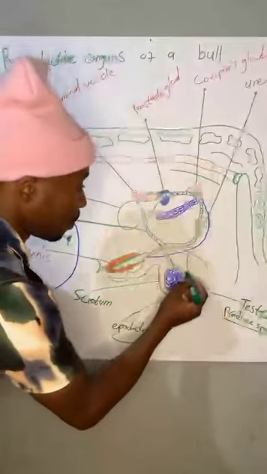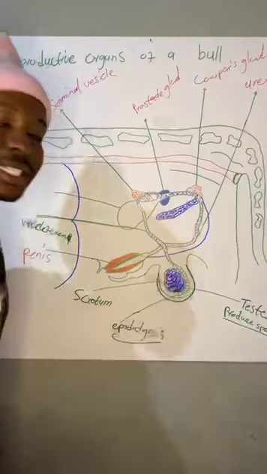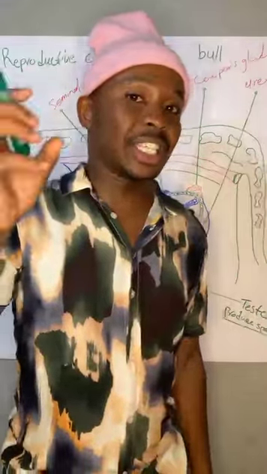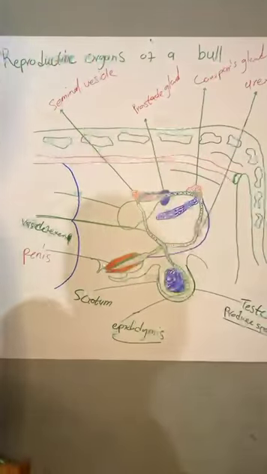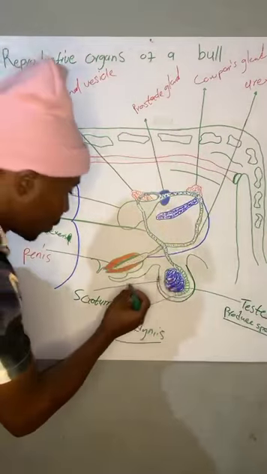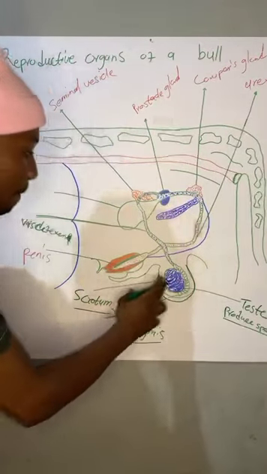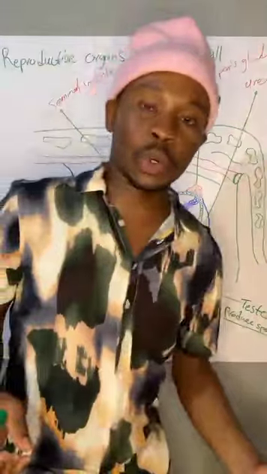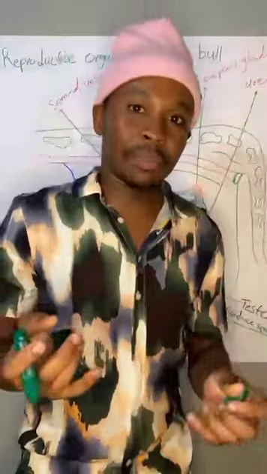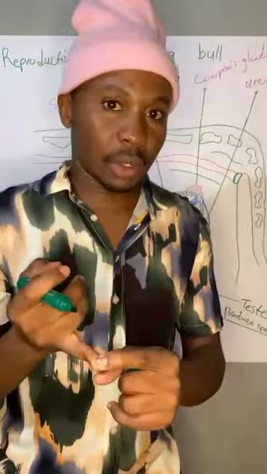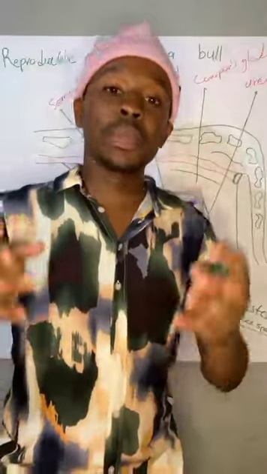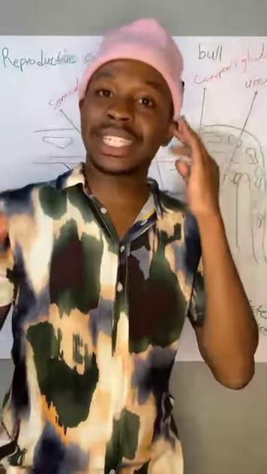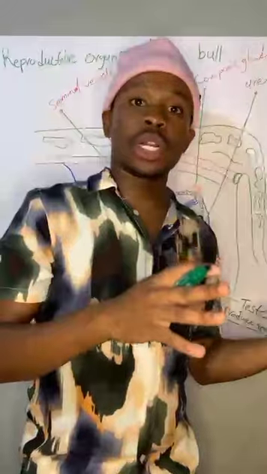We are done. Next we have the scrotum. This one here is the scrotum, or the scrotal sac. This part is the scrotum. What is the function of the scrotum? First of all, the scrotum protects the testes, or the testicles. Remember, we have plurals and the singular.